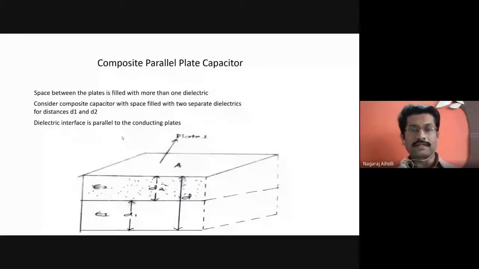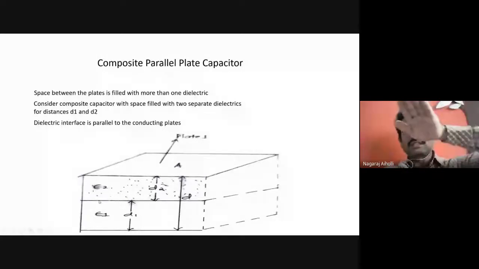Composite parallel plate capacitor means the space in between the plates is filled with more than one dielectric. There will not be only one dielectric medium, but more than one. Such parallel plate capacitors we call composite parallel plate capacitors. Consider such a composite capacitor with space filled with two separate dielectrics for distances d1 and d2. The dielectric interface, the boundary between the two dielectric media, is parallel to the conducting plates. Yes or no? It is horizontal.